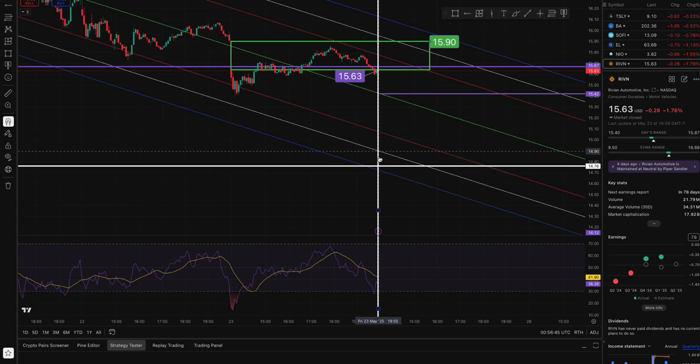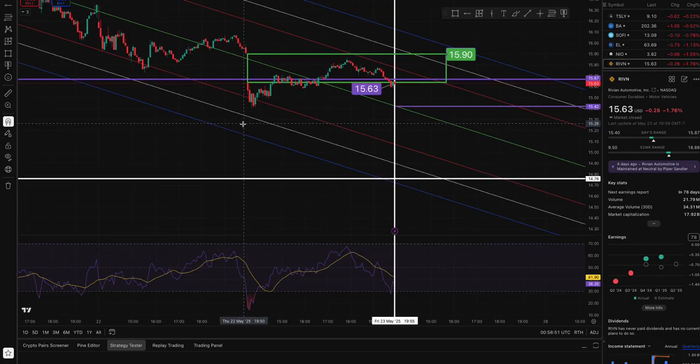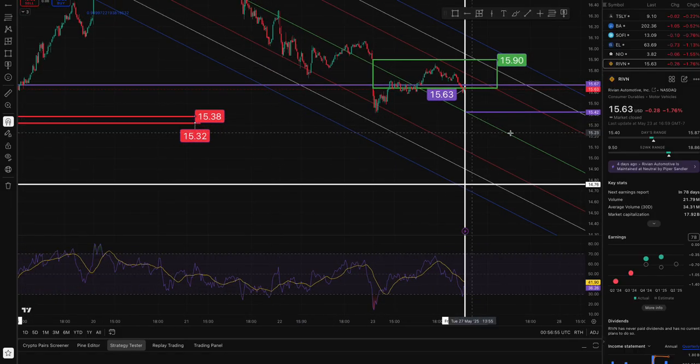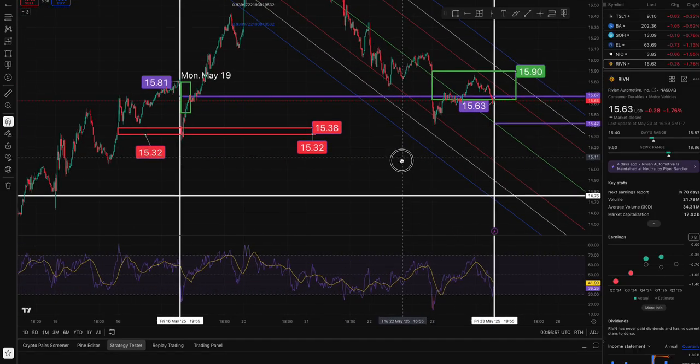1507, 1491. Don't hold your breath for price to get to here. 1472. See, price never wicked down. There was a wick, and I can't remember what ticker it was, and I was going to show you, but now I'm not going to because I don't remember.